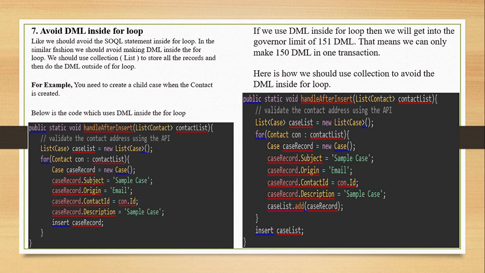Avoid SOQL inside the loop. We should all avoid the SOQL statement inside the loop. In a similar fashion, we should avoid making DML inside the for loop. We should use a collection list to store all the records, then do DML outside of the for loop. You need to create a child case when a contact is created, like this one, insert created, it is inside the for loop. But you cannot use it like this; you should avoid DML inside the for loop and do it outside the for loop.